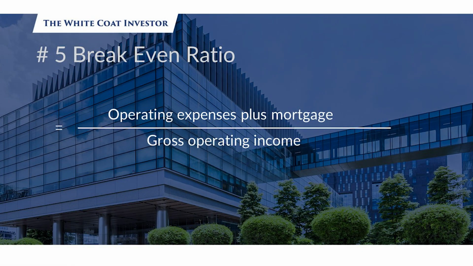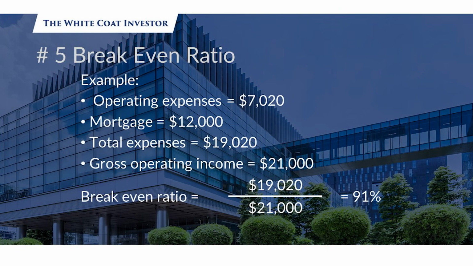All right, let's talk about a break-even ratio. You may not actually care about your break-even ratio, but I can assure you that your lender will. This is the ratio of your expenses, including debt service, to your gross operating income. So if our example property has operating expenses of $7,020 and the mortgage costs are $12,000 per year, the total expenses are $19,020 per year. The gross operating income is $21,000. So the break-even ratio is calculated as $19,020 divided by $21,000 gives you a ratio of 91%.